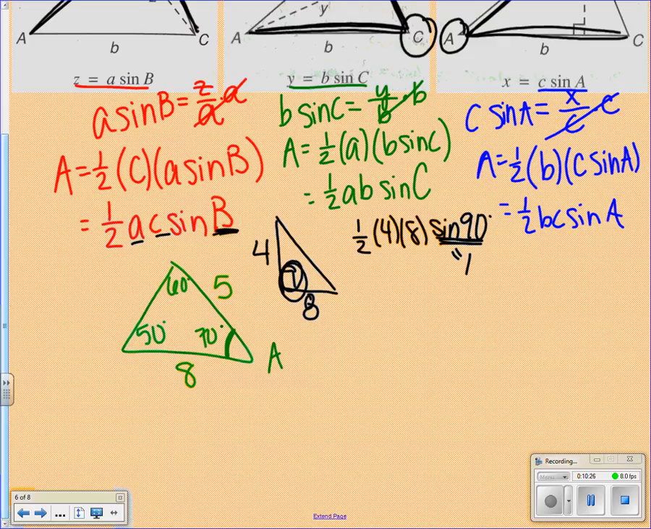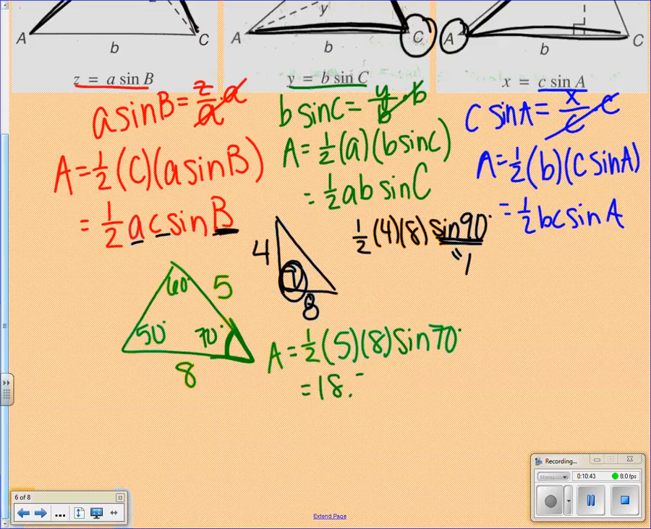And so you're going to do 1/2 the 5 times the 8 and times sine of 70 because that's the angle that is in between our two sides. So 1/2 of 5 times 8 times the sine of 70 would give you like 18.79 approximately. And so that would be how you would work those. Okay, so hopefully that makes a little bit of sense on how you would use your triangle area formula.